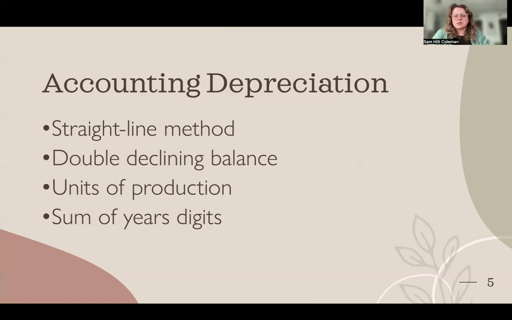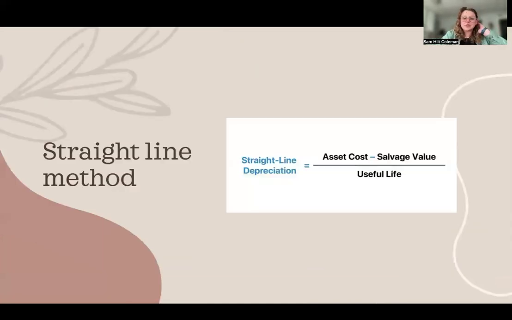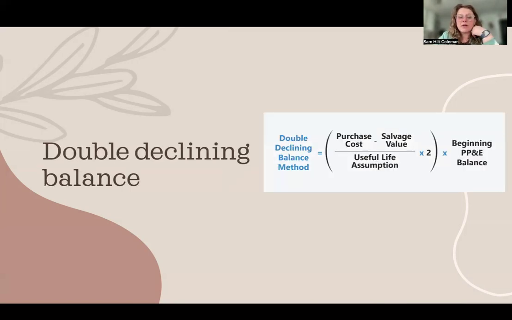So we'll start with the straight line method. To find your straight line depreciation expense, you'll take your asset cost, subtract the salvage value, and divide that by the useful life. With the straight line method, your costs are going to be the same over the entire useful life of the asset. For a double declining balance, you take your purchase costs, subtract your salvage value and divide that by the useful life assumption, multiply that by 2, and then multiply by the beginning PP&E balance. PP&E stands for property, plant, and equipment. This is a little bit different because the amounts you're going to pay are going to slightly change.